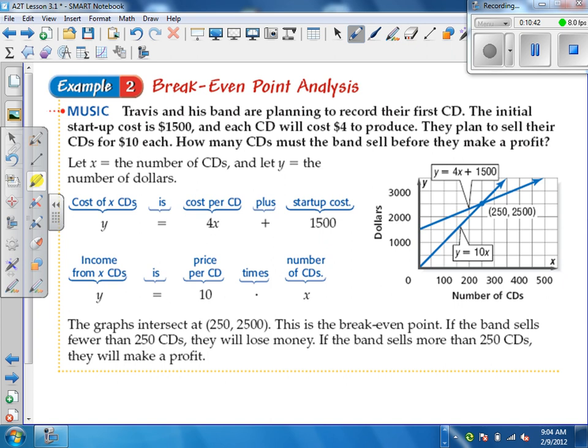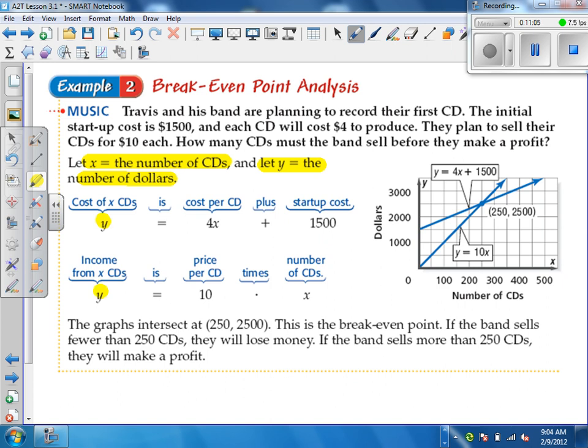So, notice what they do. They let X be the number of CDs. Y is the number of dollars. Always tell what your variables are representing. So, the cost, Y, when they're saying number of dollars, that's the cost of X CDs, and then the income from X CDs. So that's what they're looking at with the Y's here.